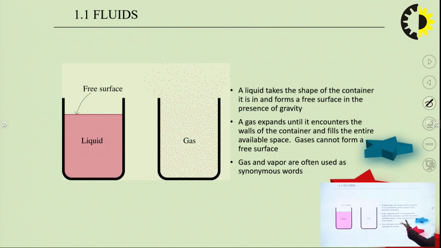So this is a simple diagram where we are going to discuss how liquids and gases differ. A liquid takes the shape of the container, as we discussed earlier, and forms a free surface in the presence of gravity. The gas expands until it encounters the walls of the container and fills the entire shape available. And gas and vapor are often used as synonymous words.